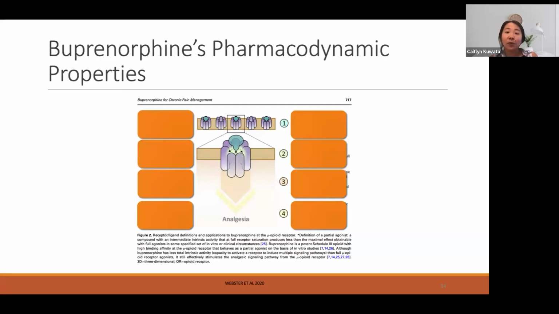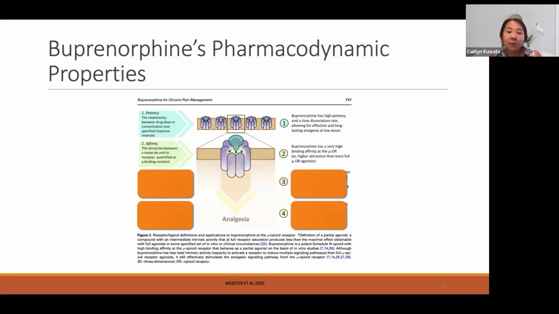So in terms of buprenorphine's pharmacodynamic properties, in terms of potency, it's a relationship between a drug dose or concentrations and specific response intensity. Buprenorphine has a high potency and slow dissociation rate, allowing for effective and long-lasting analgesia at very low doses. In terms of affinity, it has a very high affinity at the mu-opioid receptor.